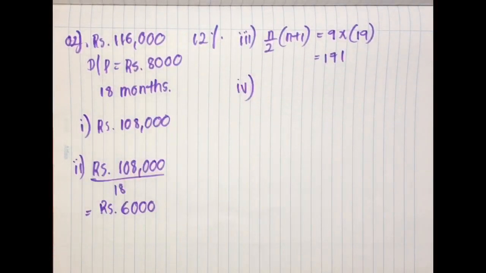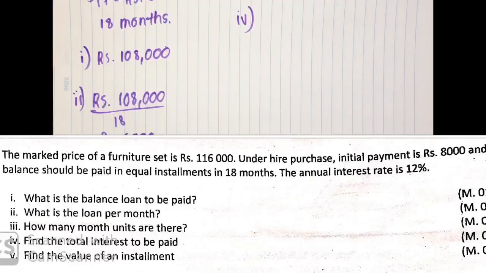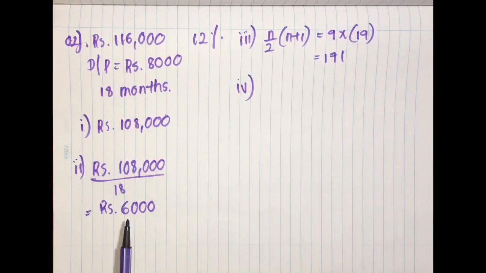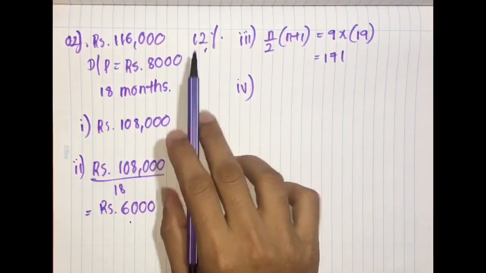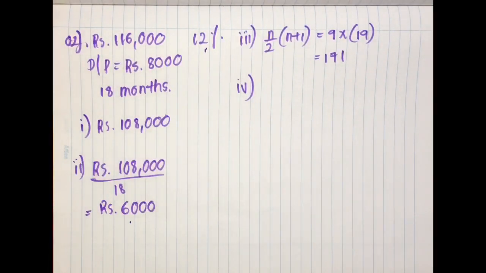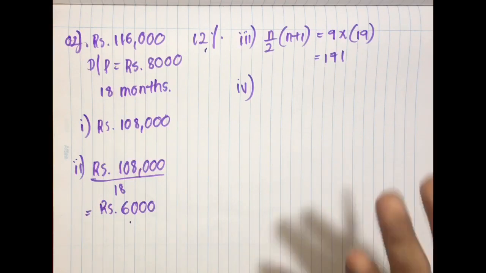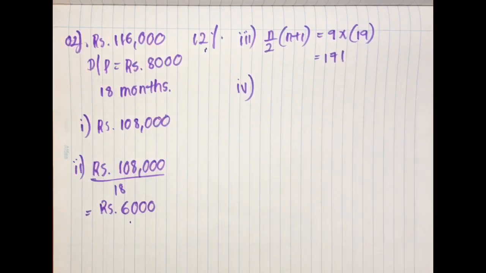Let us check the fourth one. Find the total interest to be paid. What is the total interest? How do you find it? You know the amount to be paid in 1 month. Also, you know the interest rate per year. And then can't you find the interest per 1 month? You have already studied. How? Let us check. What is the interest per 1 month? The interest to be paid for 1 month, and then you have to multiply by the number of month units. Is that clear? How do you find the interest per 1 month?